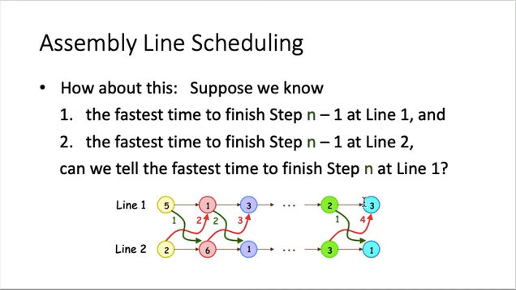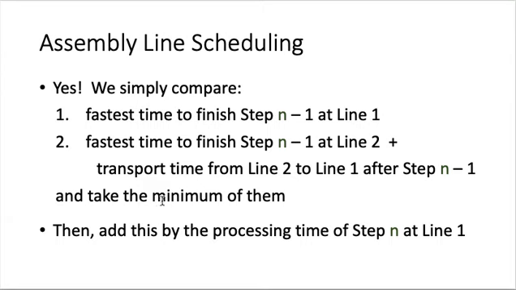So this gives us the fastest time to reach the beginning of step n at line 1, right? Now if we take the minimum of them and add the processing time of step n at line 1, then we get the answer.